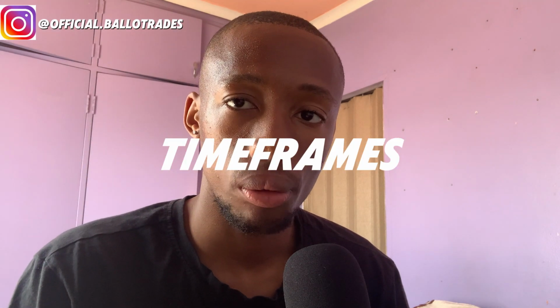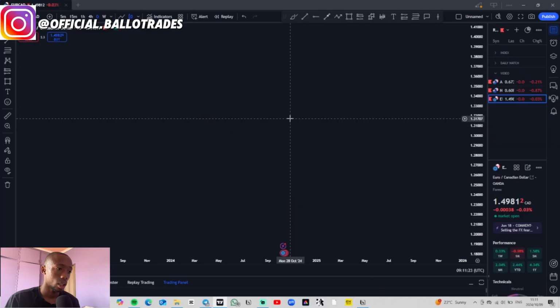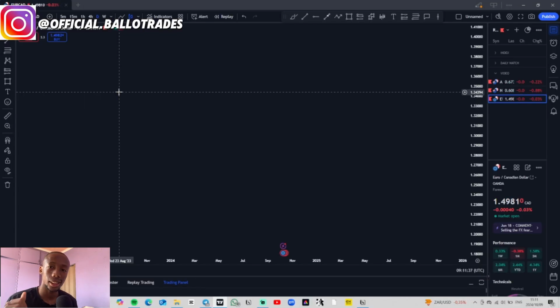Starting off at part 1, making use of time frames. In the Falcon system we use 6 time frames. As you can see at the top left corner, we have the weekly, the daily, the 4-hour, the 1-hour, the 15-minute, and the 5-minute. These are the only six time frames that we use. We can use the monthly, but it's very rare, only on rare occasions.